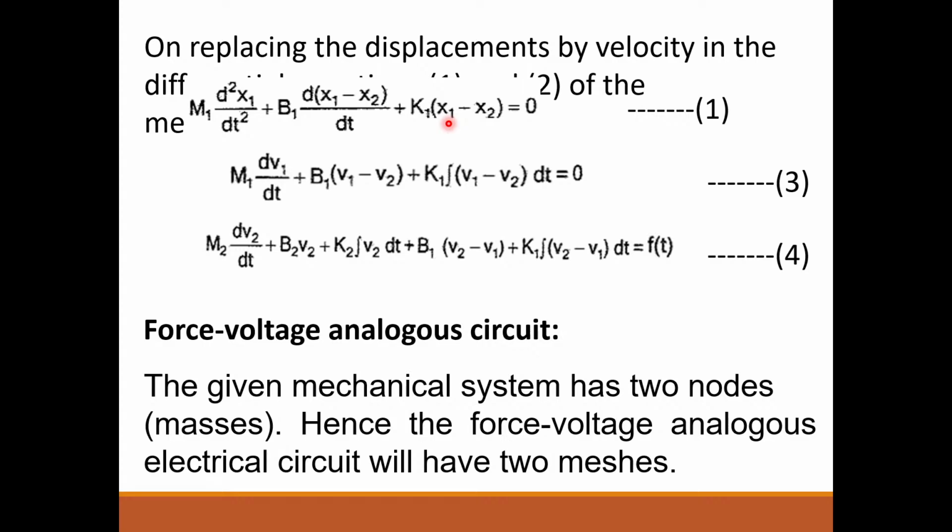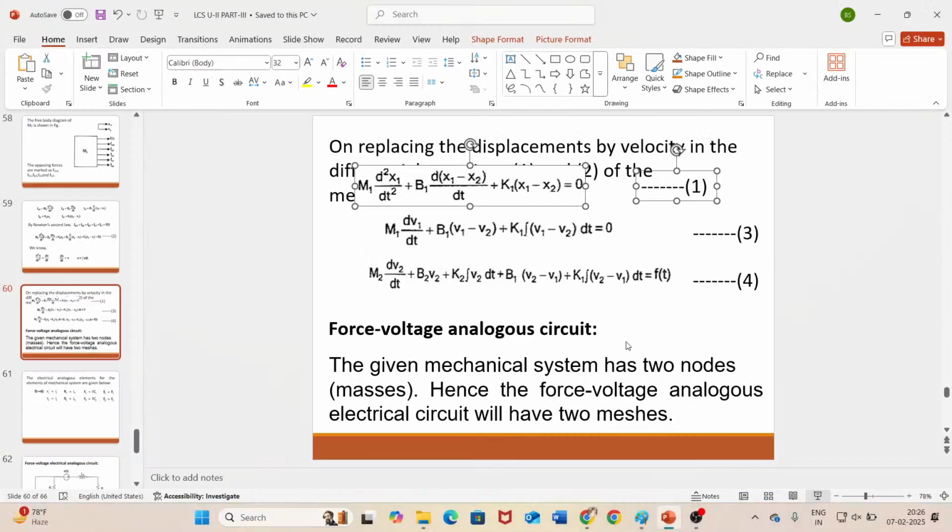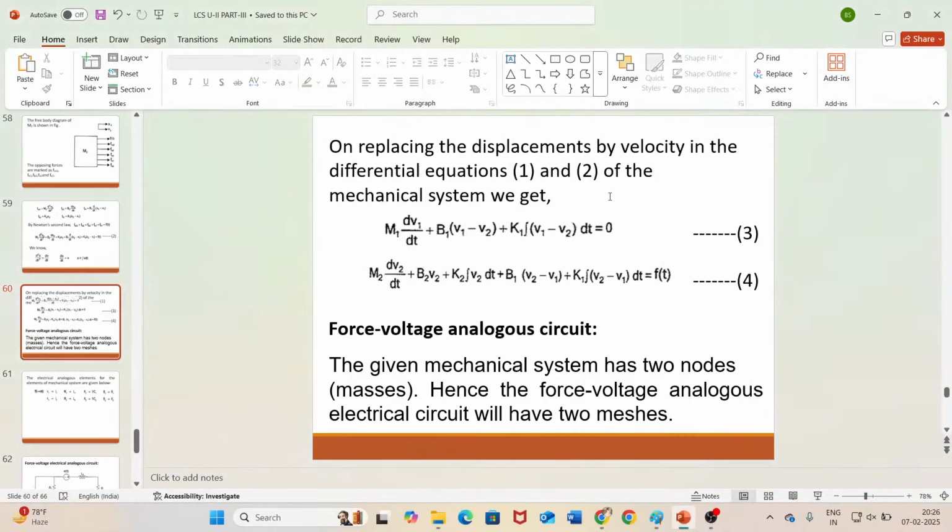Okay, x1 is equal to what? Integral of v1 dt. So instead of x1 write integral of v1 dt. x2 means integral of v2 dt. Instead of x2 write integral of v2 dt. So I have taken integral common. I have written v1 minus v2 of dt, integral. After integral I have written v1 and v2 within brackets of dt equal to 0. That is my equation 1. So equation 1 is modified to equation 3. Similarly, equation 2 is modified as equation 4.